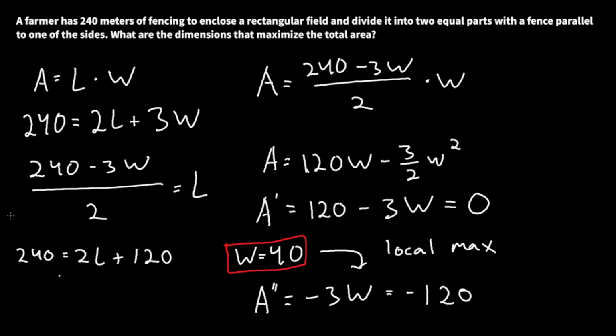And doing a little bit of algebra, we get that the length is equal to 60 off of this equation here. So the length and the width of this farmer's fencing is 60 meters for the length and 40 meters for the width.